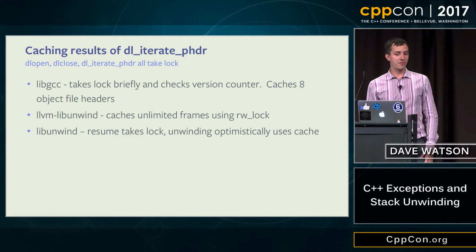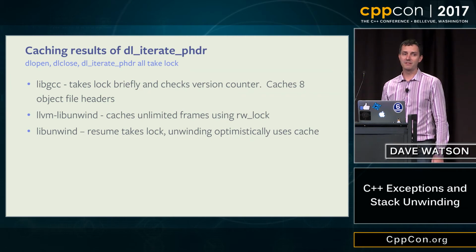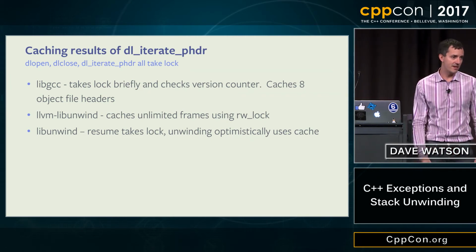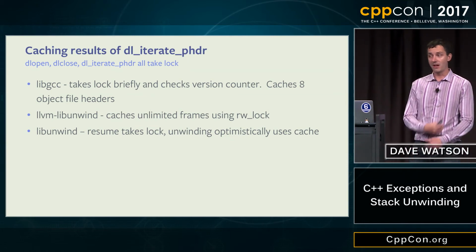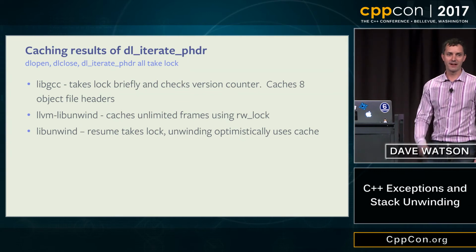libunwind takes a different approach from both of those. It's an even higher level cache. It also doesn't always take the global lock. It is a little more optimistic. It says, hey, if you're just trying to get information out of this, you're just doing a backtrace, you're not actually resuming execution, we're just not going to take the lock. We're going to assume our cache is correct.